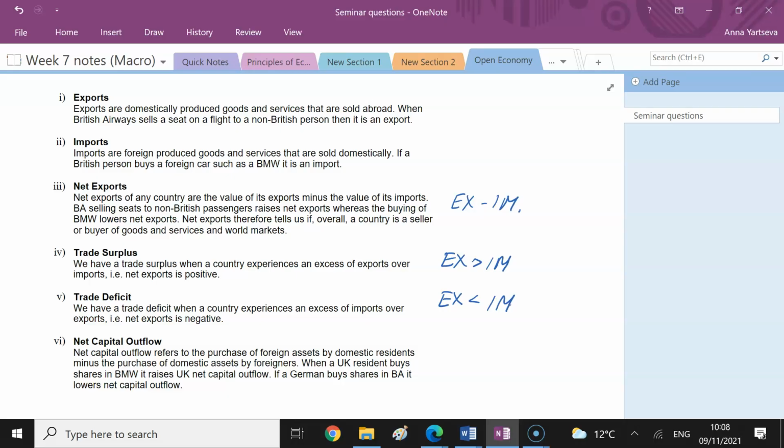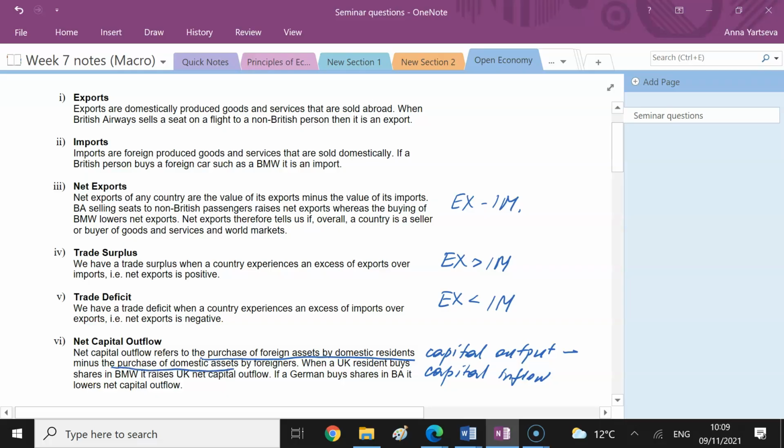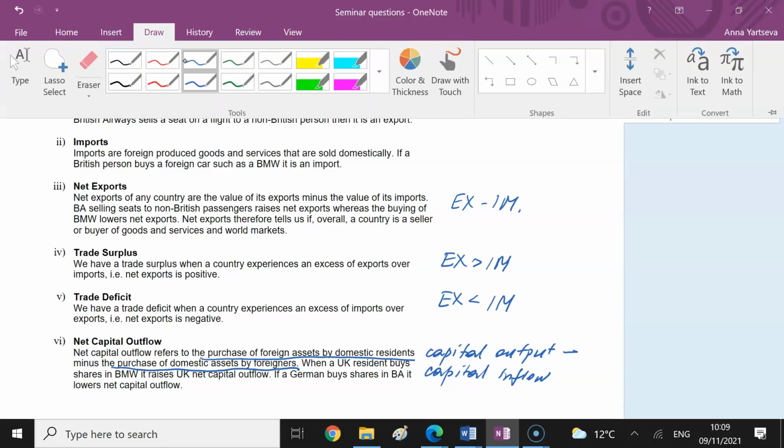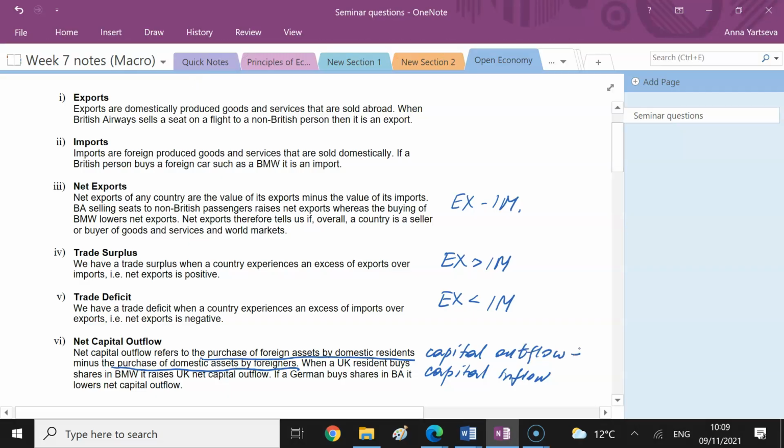And net capital outflow is the difference between how many foreign assets we buy and how many of our assets foreigners buy. So generally, it's the purchase of foreign assets by domestic residents. So capital outflow, how much capital have our residents taken abroad? What capital has left the country? Minus capital inflow, how much money foreigners brought to the UK and purchased here? What assets have they purchased here? The difference between capital outflow, not output, sorry, outflow and inflow. Outflow minus inflow. Okay, so this is it with this specific topic.